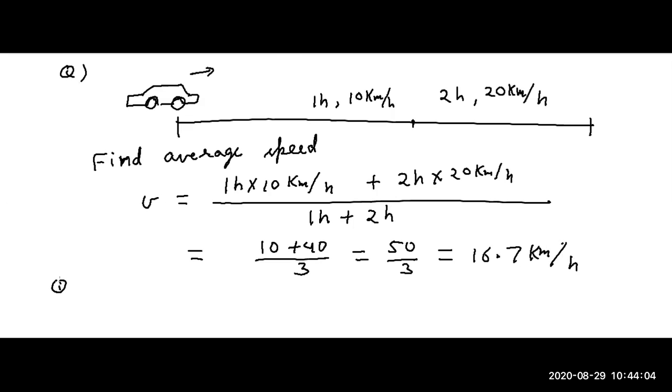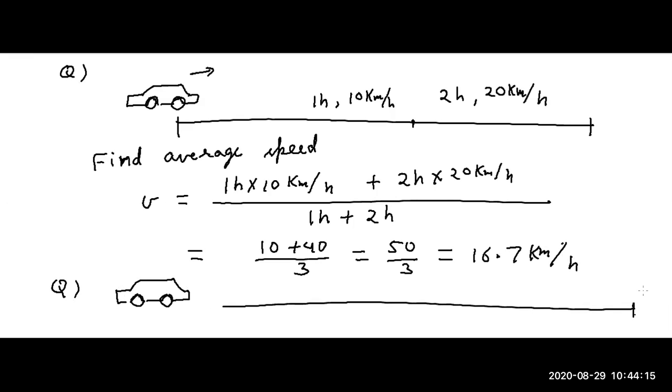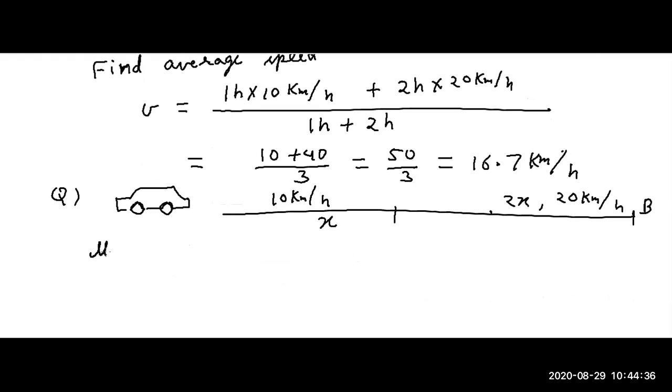In the same question, instead of time, suppose the car goes from A to B and covers x distance with speed 10 km per hour and 2x distance with speed 20 km per hour. Then what is the average speed? Find the average speed.